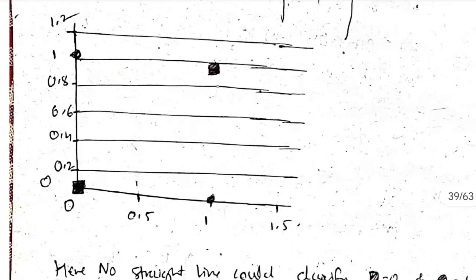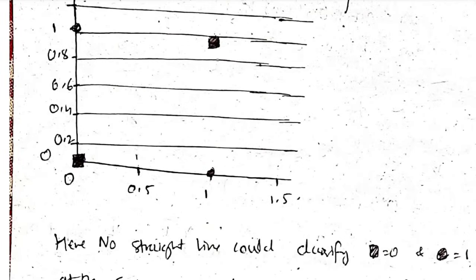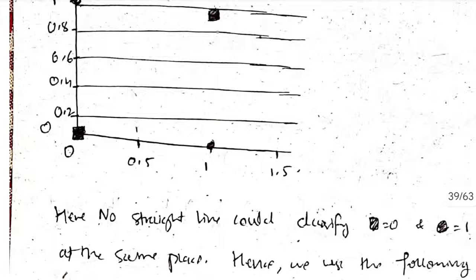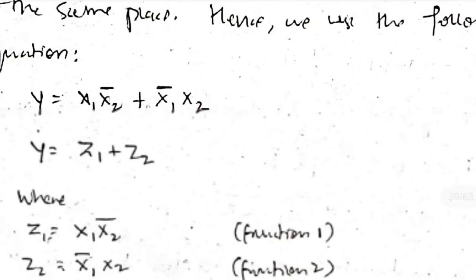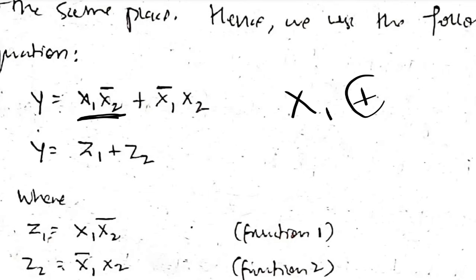Okay, so this is what the problem is. That's why we will not be able to represent it using a single perceptron. We'll be doing it in two steps and then representing it. Okay, so what will be the two steps? See here, x1 x2 bar. If you remember the XOR formula, what does the XOR formula mean? XOR formula is represented as x1 x2.